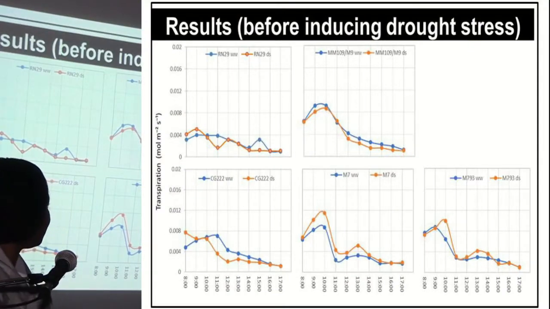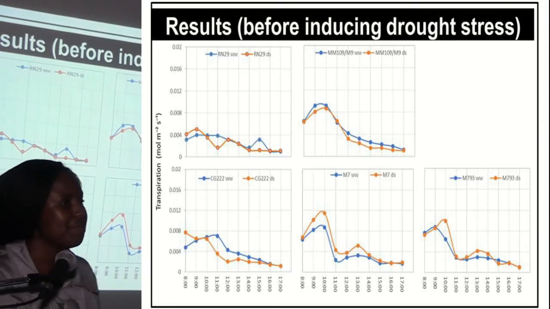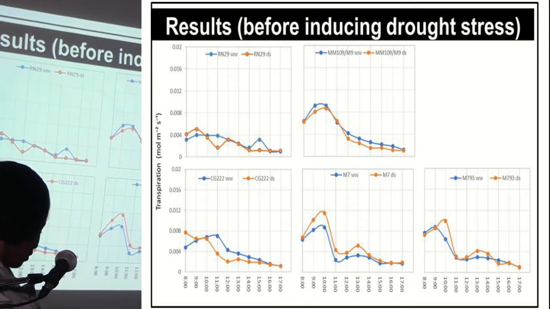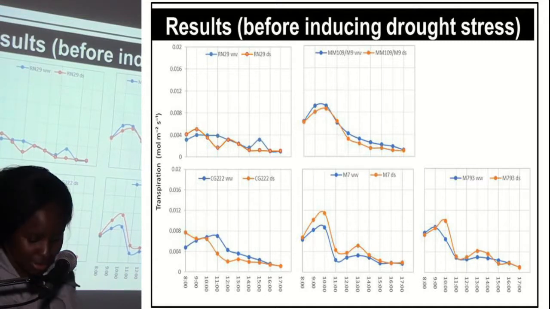We also looked at diurnal trends in transpiration for all the 5 different rootstocks under well-watered and drought-stress conditions. For all the rootstocks, the blue lines show the well-watered treatments, whilst the orange ones show the droughted treatments. And this was just done before inducing drought stress, and as you can see, there were little differences between the well-watered trees compared to the drought-stressed trees before we induced drought stress.